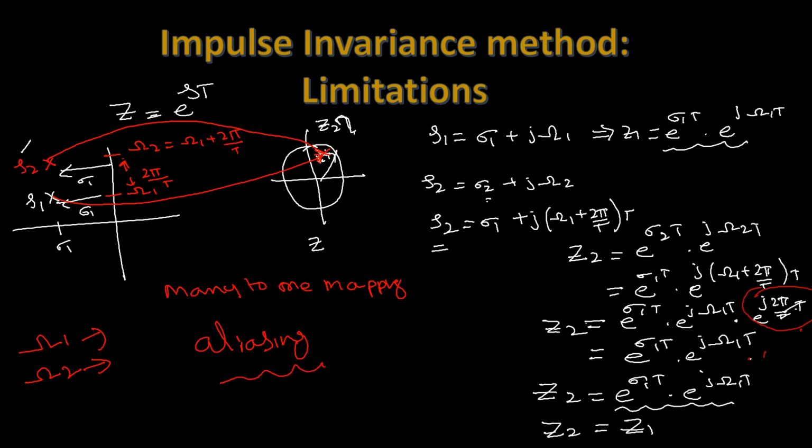So this is a limitation in our impulse invariance. It will create distortion. So generally the impulse invariance method is used to design low pass filters. Not only this, if you take any pole which is at a distance of 2 pi by t from S1, that will also occupy the same position. This is the limitation in our impulse invariance transformation. This can be avoided by using the bilinear transformation method.